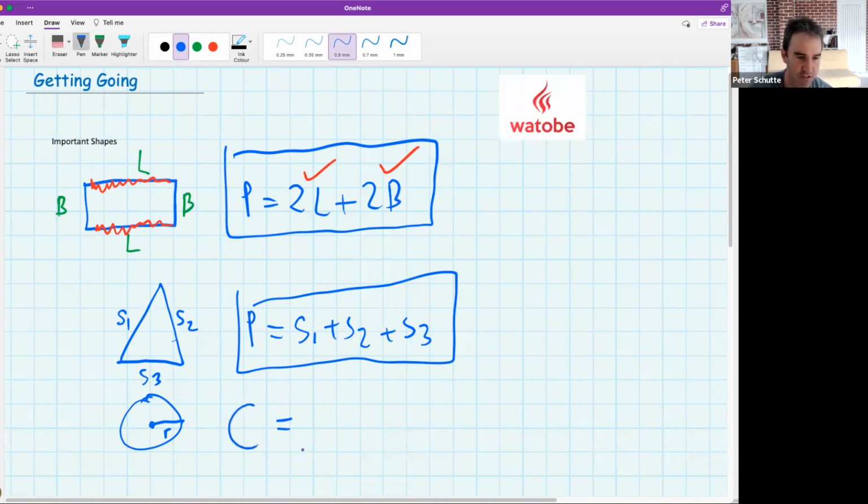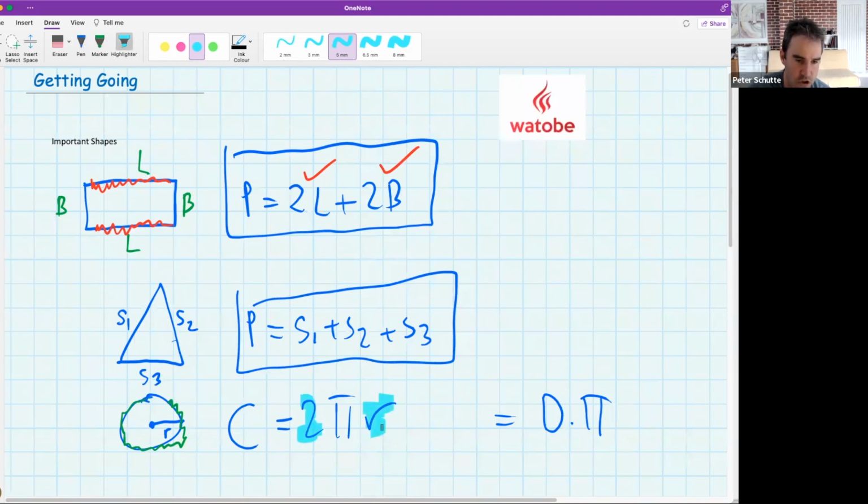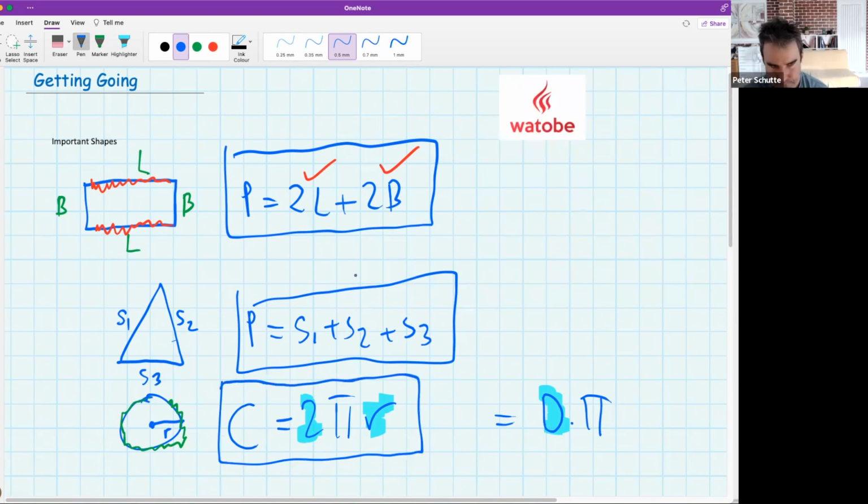The circumference of a circle is the fancy word for the perimeter. So basically, what would I get if I went the whole way around? It's going to be 2 pi r, or sometimes we write it as diameter times pi, because 2r is the same as the diameter. Okay, now these are the building blocks for the first part of the session today. We're going to use them to help us solve problems about perimeter. Give me a thumbs up if you've got these formulas in your head and you understand how they relate to the perimeter of these shapes.